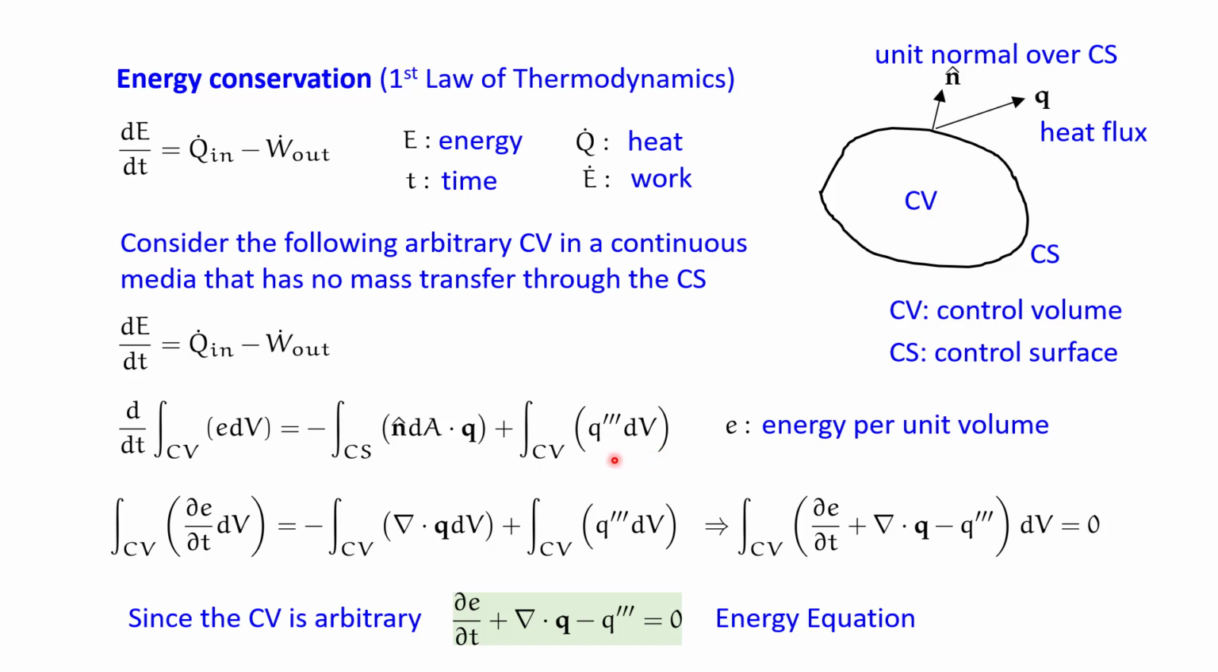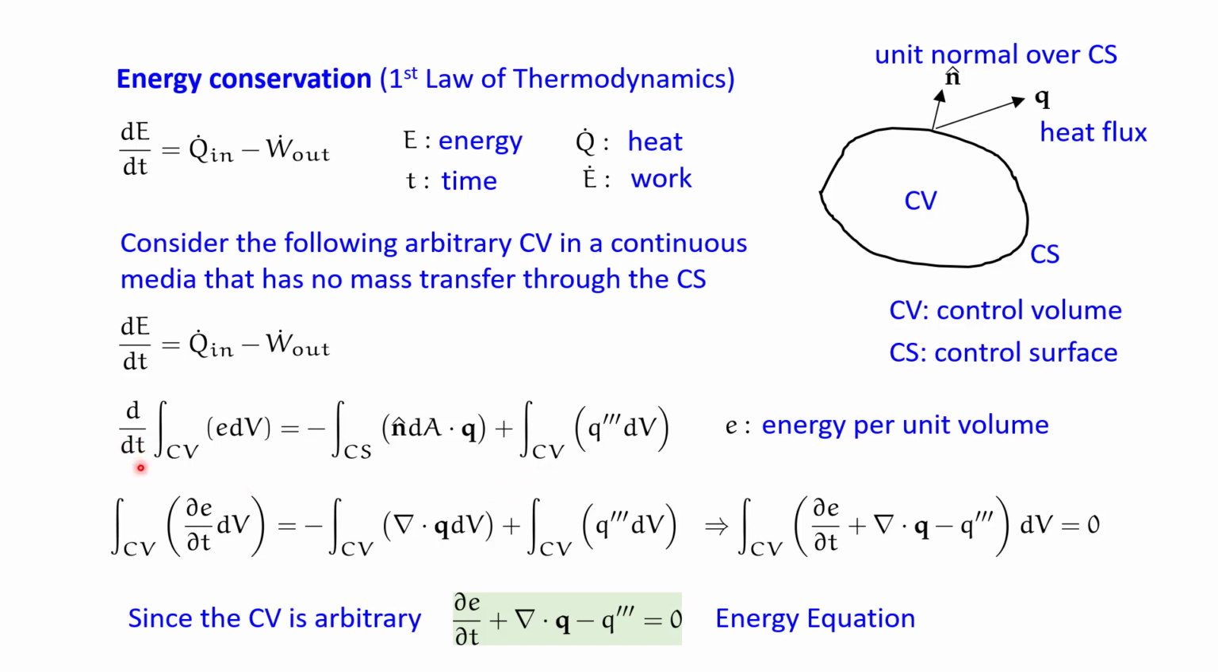You are already familiar with this Q triple prime and you know that this is the heat generation, so you may be wondering what heat generation has to do with work. But work in many ways is associated with heat. If we are heating the mass through an electrical wire, that comes as electrical work. If the mass is getting heated through a chemical reaction, that comes as chemical work. So you can treat this W dot out as a source term.